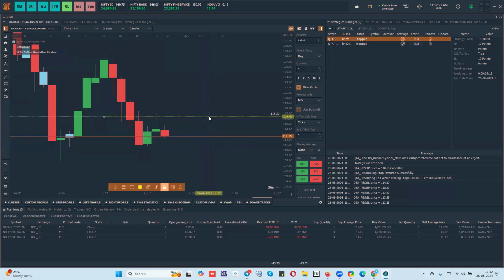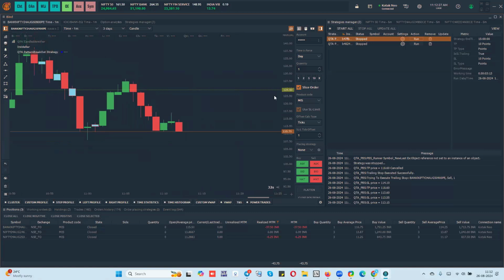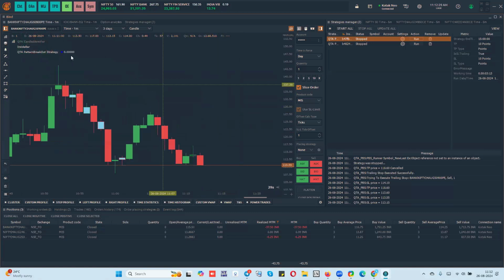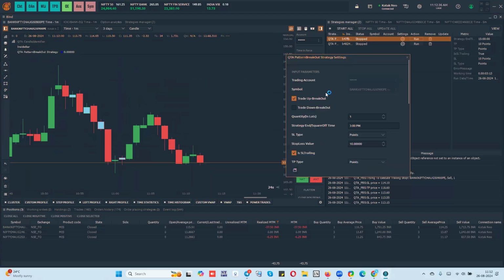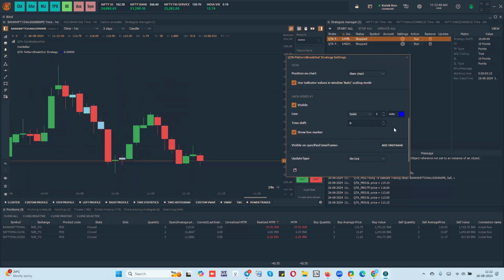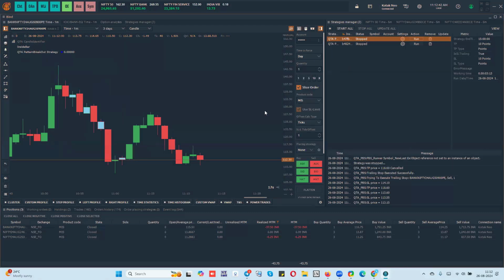Now let's move on to another pattern, which is the trend line. Many of us use trend lines a lot. Again, in the trend line case also, I'm not modifying anything. I will just keep the parameters as they are. Trade up breakout, one lot, all these things I'll keep as they are. And then I go to the trend line.